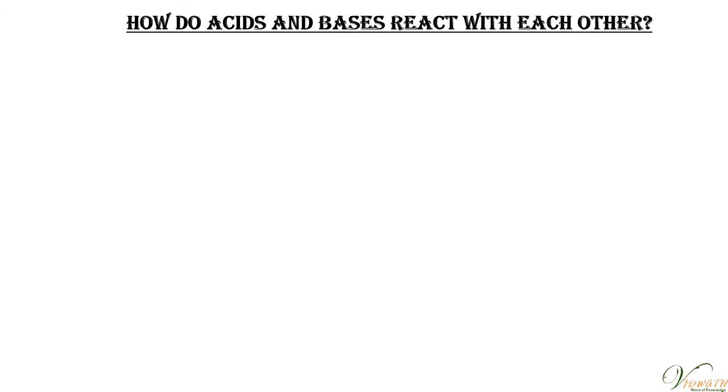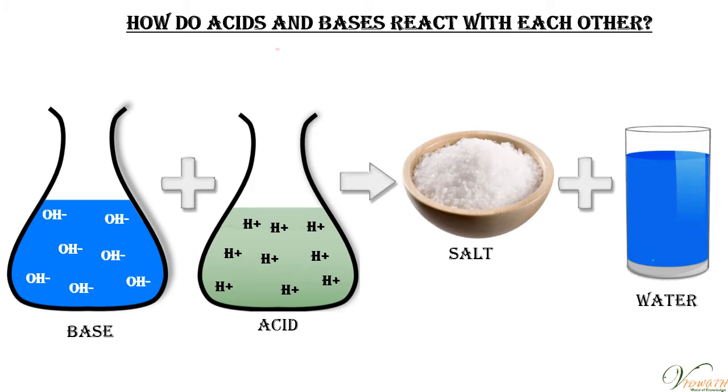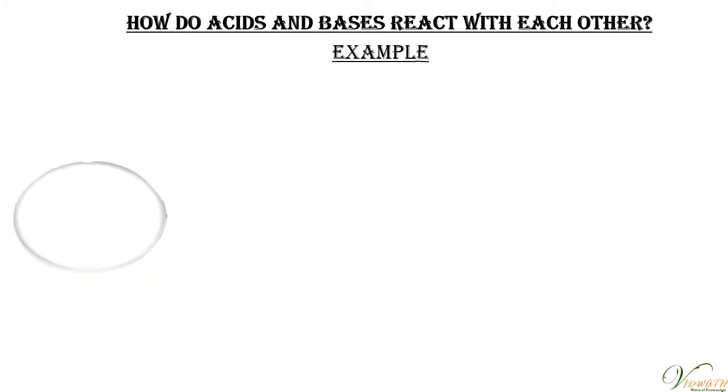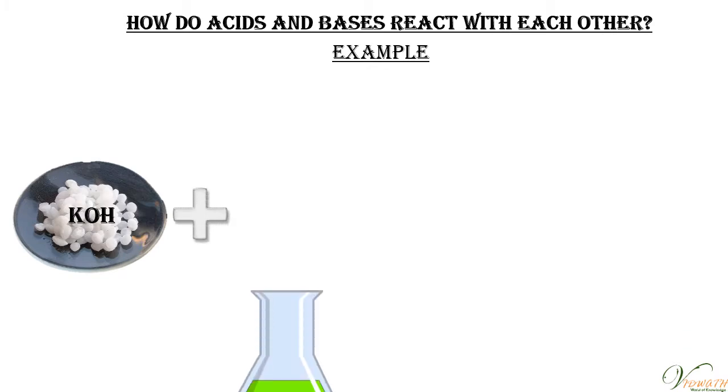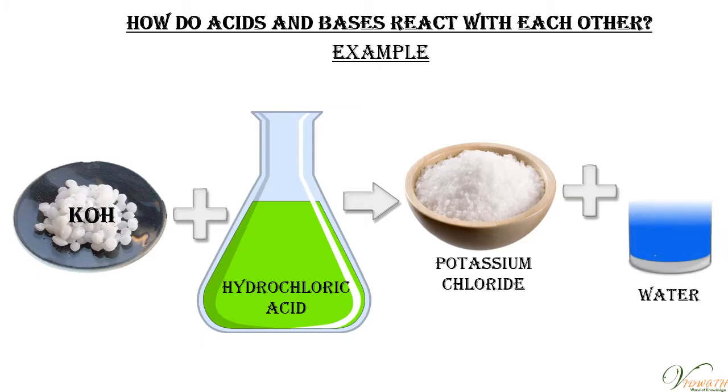How do acids and bases react with each other? Bases react with acids to form salts and water. It is known as a neutralization reaction. Example: potassium hydroxide reacts with hydrochloric acid to form potassium chloride and water.